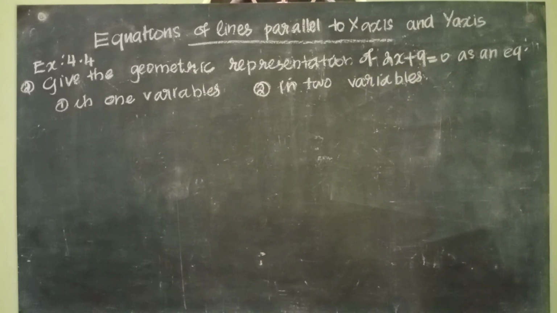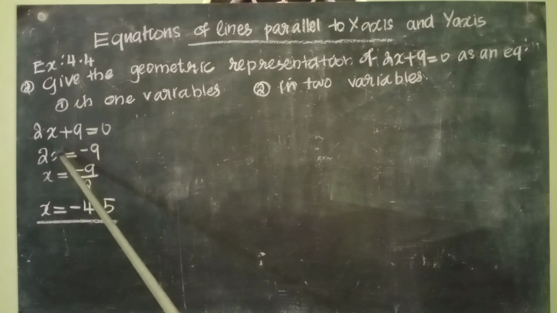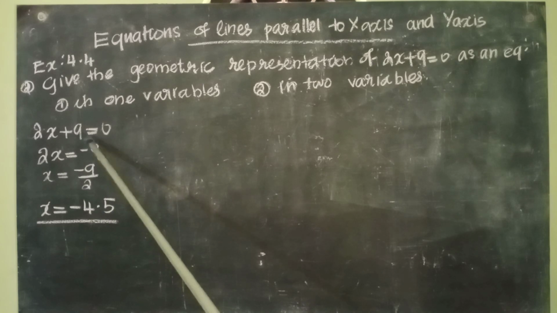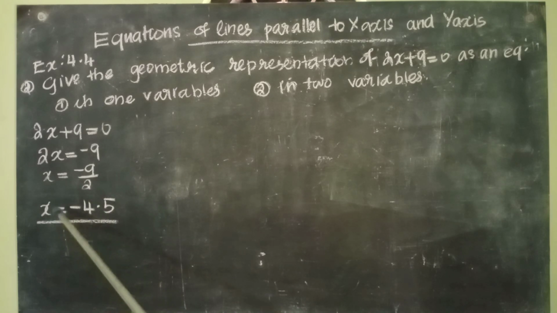So let us change. The equation is 2x plus 9 equals 0. 2x equals minus 9. Plus 9 is taken to the right side. X equals minus 9 by 2. So we get x equals minus 4.5. A negative value. It is on the left side of 0. So we can draw the number line and mark minus 4.5 on the number line.